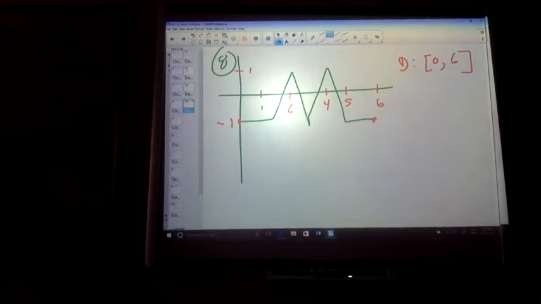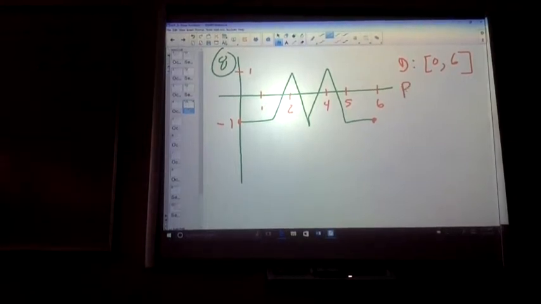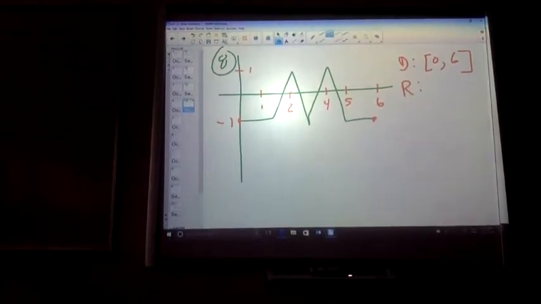Okay, then our range, what's the lowest y value you have? -1. Oh, yeah, you're right. And then my highest y value is 1. Again, there are square brackets because it looks like we have points up there and there.